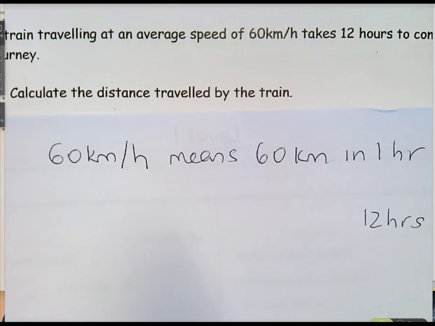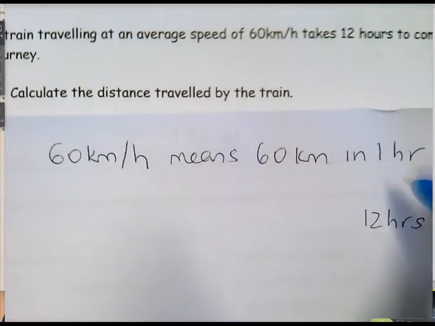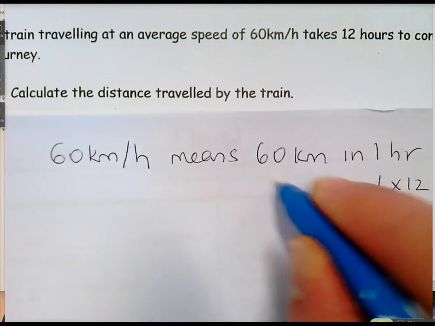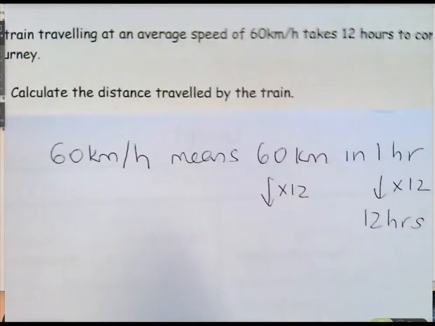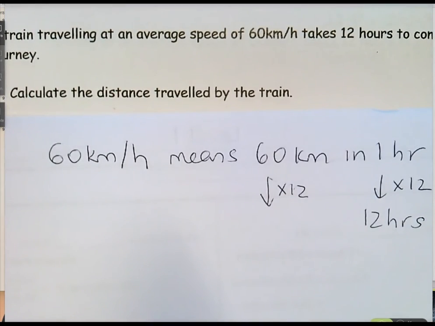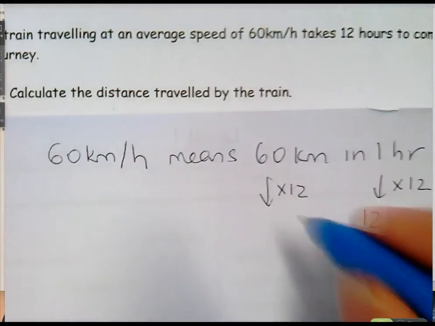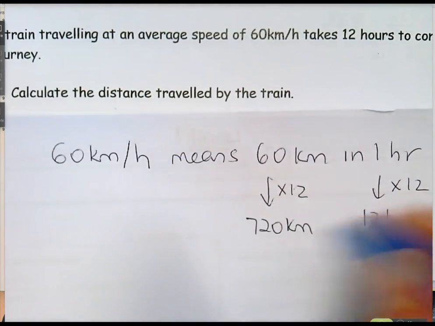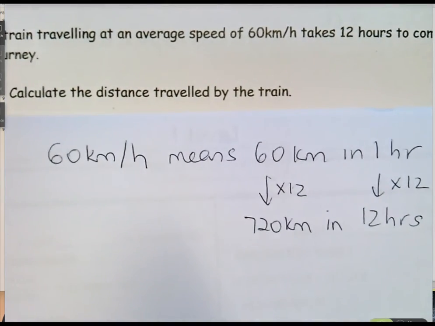How do you think you do it, girls? 60 kilometres in 1 hour. 60 times 12. Yeah, times 12. It's doing 60 kilometres an hour, but it's going to do that 12 times. So 720. Fantastic. 720 kilometres in 12 hours.